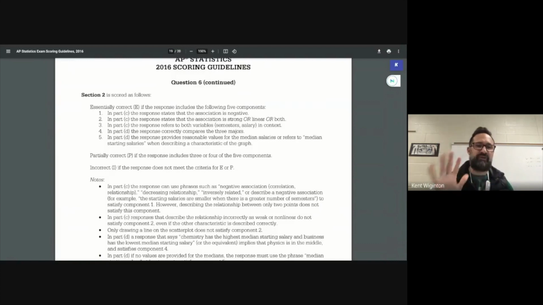If you got 5 out of 5 components, you get an E for this section. That's section 2. If you get 3 or 4 of these elements, that gives you a P for this section. If you got less, if you only got 1 or 2 parts of that, then you get an I. You don't get credit for this.